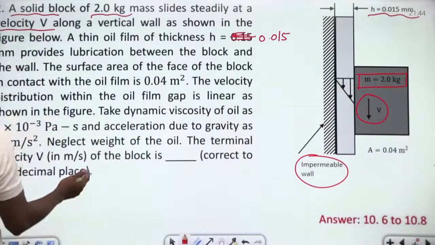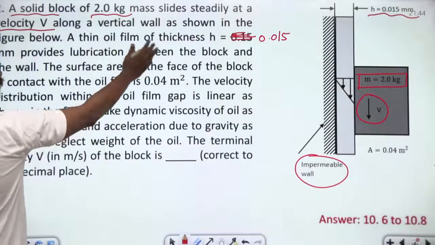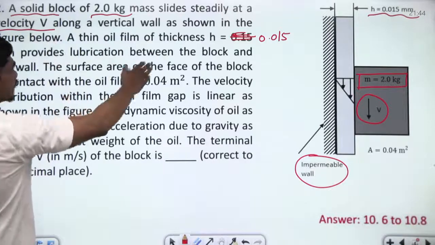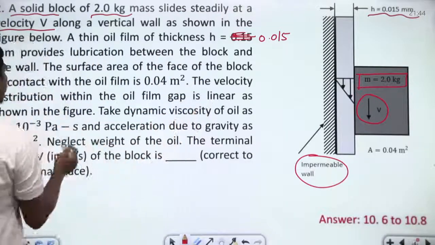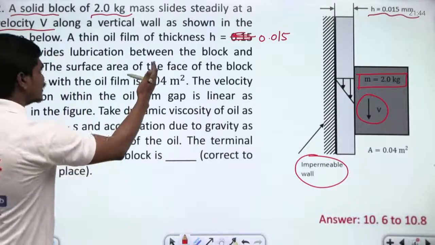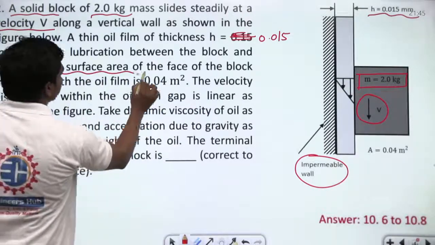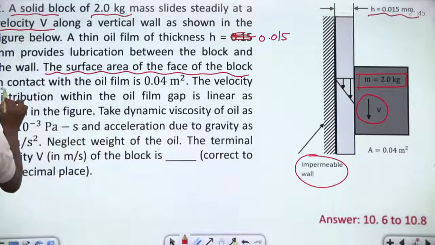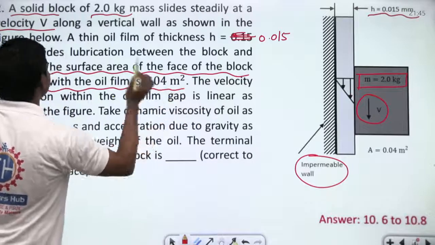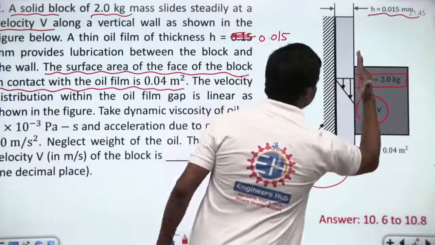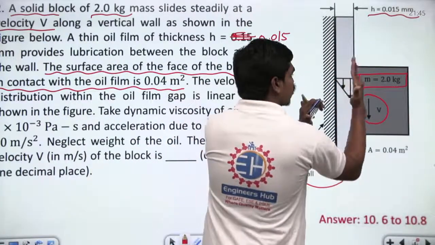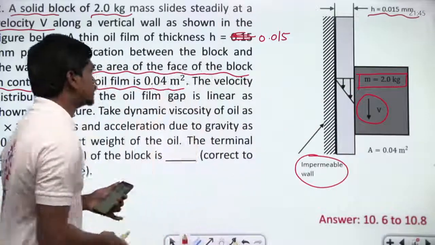A thin oil film of thickness h equal to 0.015 mm provides lubrication between the block and the wall. The surface area of the face of the block in contact with the oil film is 0.04 meters square. This sentence has to be corrected: the surface area of the face of the block that is in contact with the fluid is 0.04 meters square. Basically, if you take a plane perpendicular to the board, this area in contact with the fluid is 0.04 meters square.